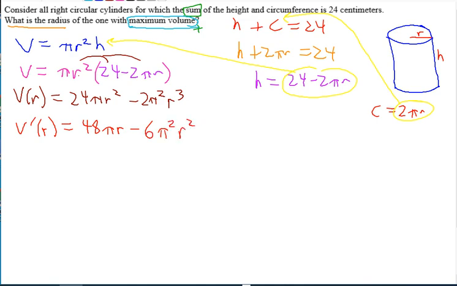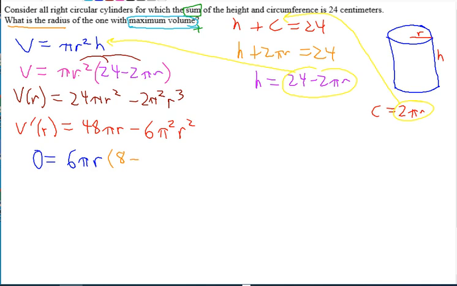This one doesn't have any negative exponents or denominators, so we don't have to worry about being undefined. So you just set it equal to 0. And notice you can factor out a GCF of 6 pi and an r. So when you do that, let's see what's left. Well, we still have 8 here, because it was 48. But we factored out the pi and the r, so that's it.